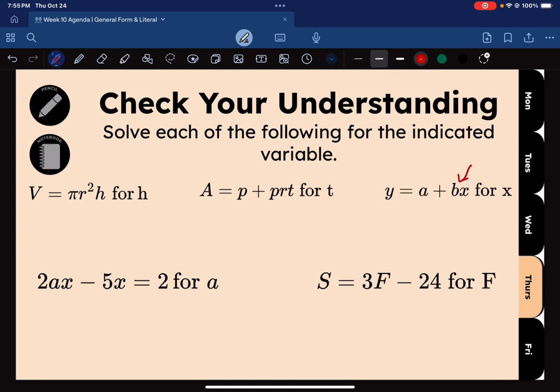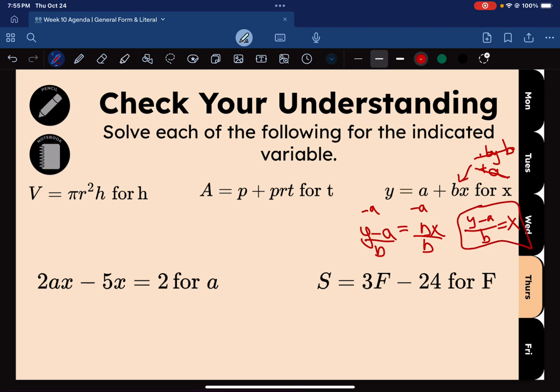So I want to know, what are they doing to x? Well, they are multiplying by b, and then that's a positive a, so they're adding a. So we'll start at the bottom of our list and undo that, subtract a from both sides, not lining them up because they're not like terms. I'd have y minus a is equal to bx. Then to undo multiplying by b, we would divide both sides by b, and that would give us y minus a all over b is equal to x for our solution.